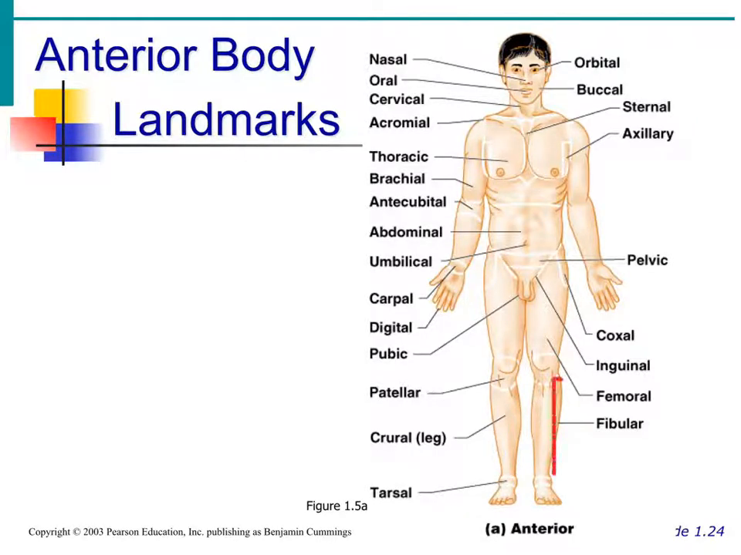Fibular is the side or the lateral portion of the lower leg. You have the femoral, which is the entire thigh region. Inguinal is the area that's the crease between the torso and the leg. Coxal is the hip area. Pelvic is the lower abdominal region. Axillary is the armpit area. Sternal is the breastbone in the middle. Buccal is the cheek area. And orbital is the eye socket.